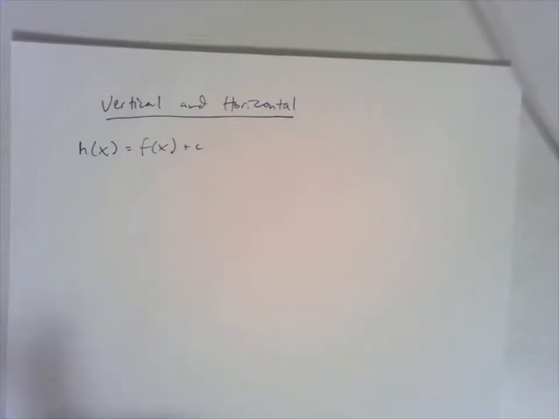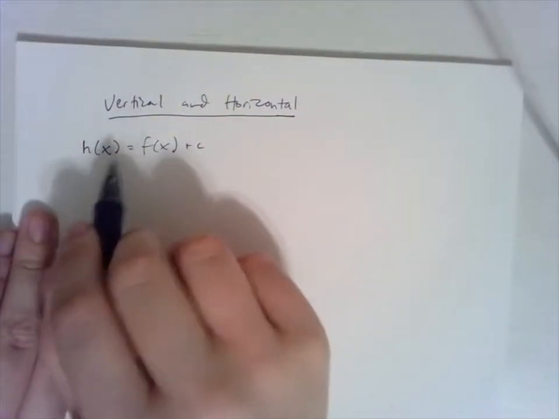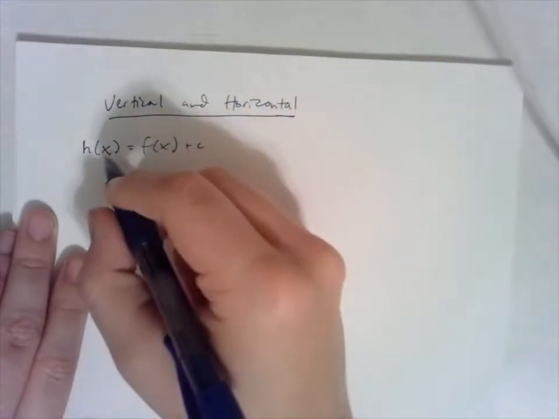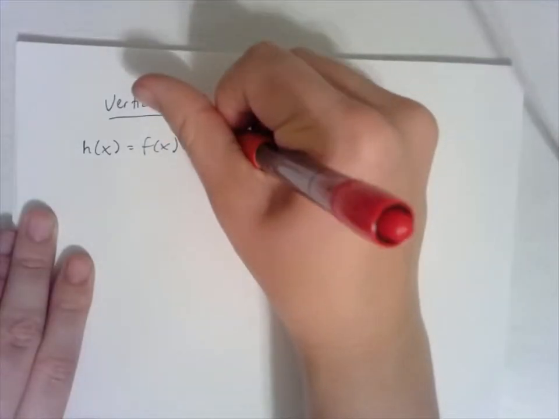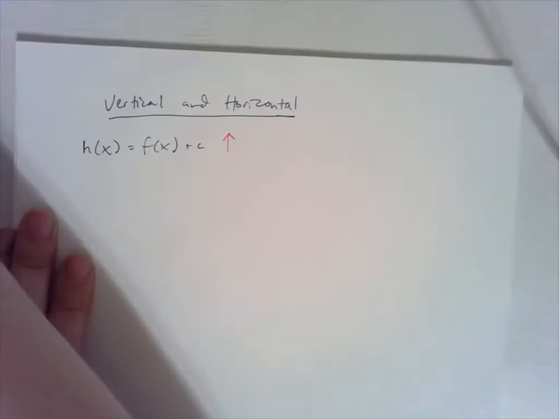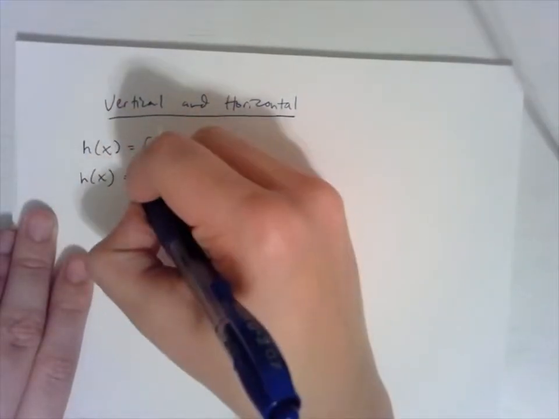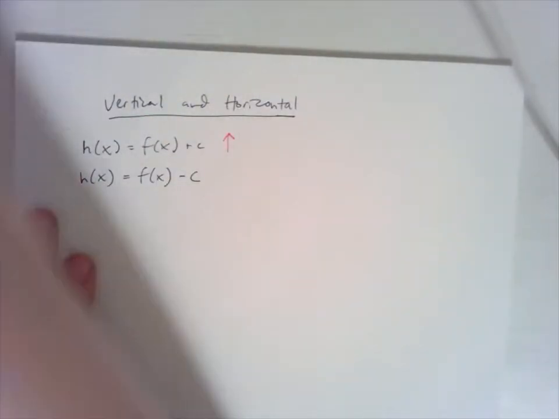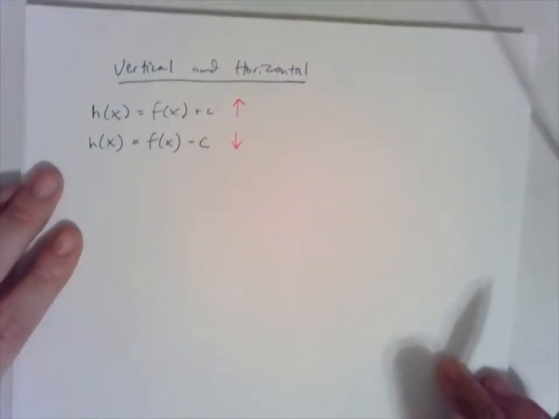To begin, it's important to know that if your function is the original, the parent function, plus a c value, that means it shifts up. If your function is the parent function minus a constant, that means your graph is going to shift down vertically.